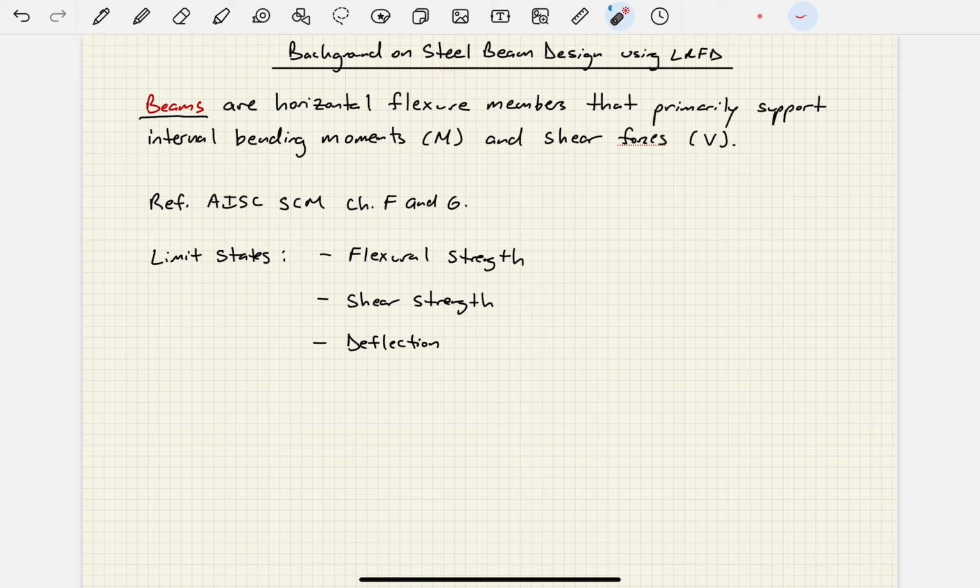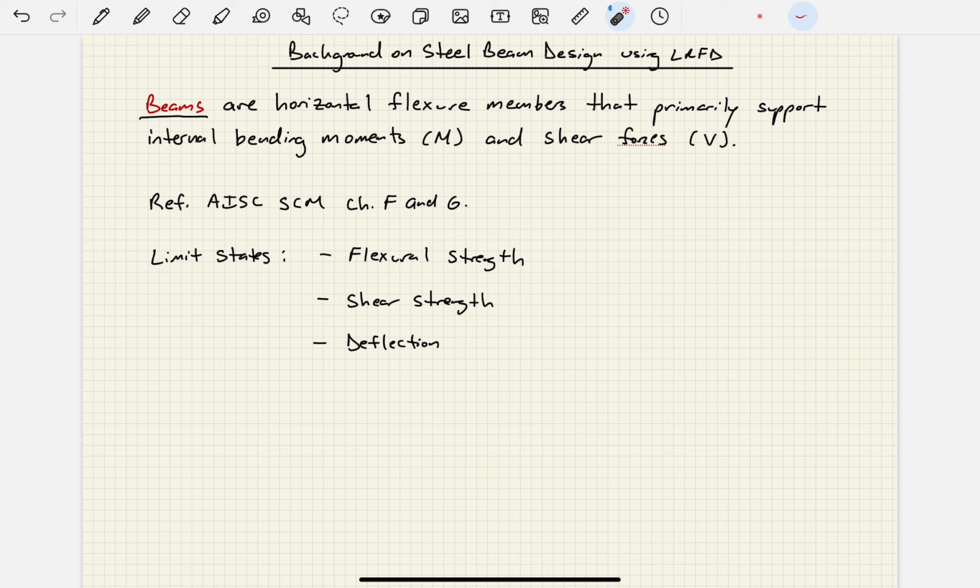We need to recall from statics, mechanics of materials, and structural analysis that beams are horizontal flexure members that primarily support internal bending moments M and internal shear forces V. Now, they can also support internal axial loads or normal forces, which we call N. But for the purposes of steel design, and really the overall use of beams in general, their primary purpose is to support internal bending moments and internal shear forces.